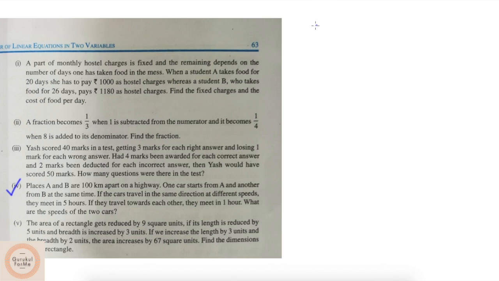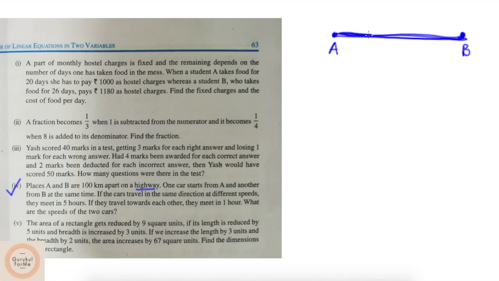Let's look at question number 4. It says places A and B are 100 kilometers apart on a highway. Okay, it could be as good as Mumbai and Pune. That's okay. They're 100 kilometers apart. One car starts from A. Okay, let me mark it now. It says A and B. I'm just making the road darker.